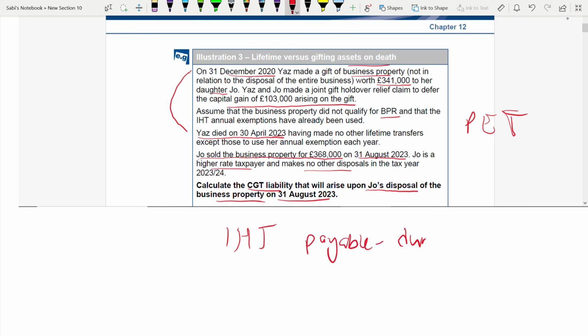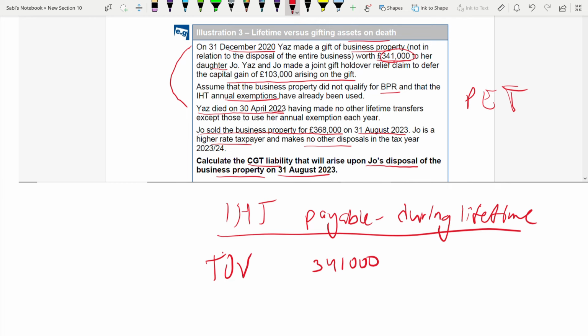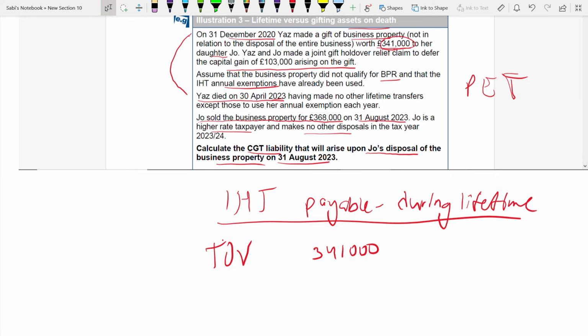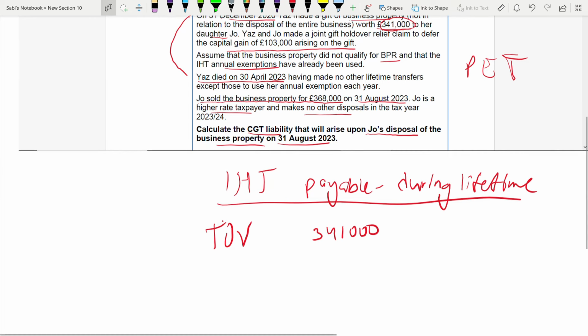Then what about BPR and annual exemption? Here you don't have to deduct. They have already told us the annual exemption is already used. They do not qualify for BPR. Usually, because this is a business property, you will get a BPR, but here they say it's not applicable. So no BPR, no annual exemption.